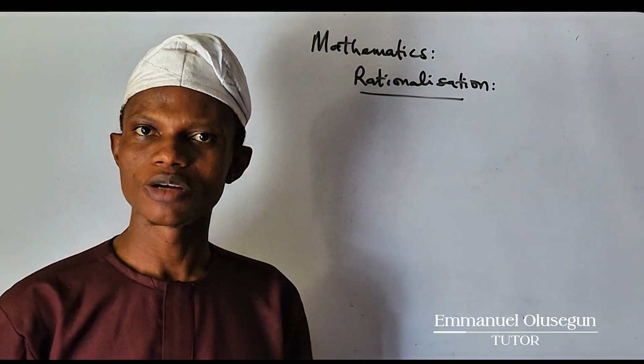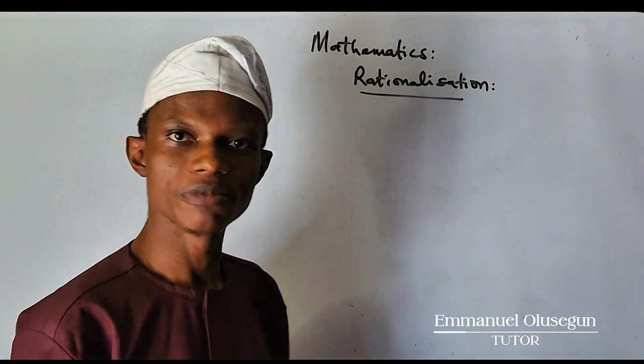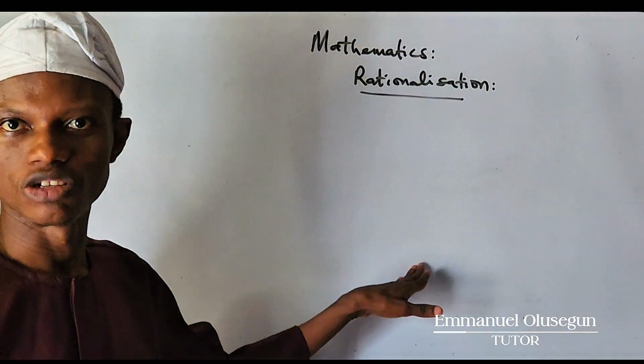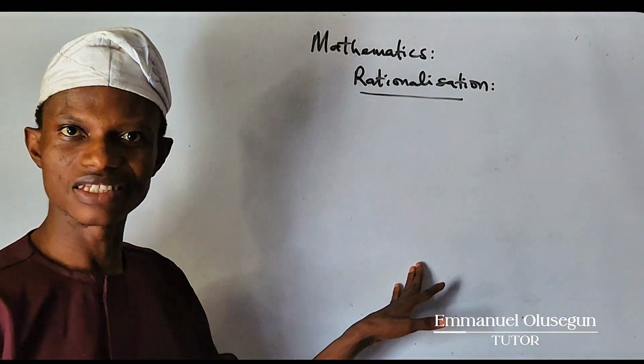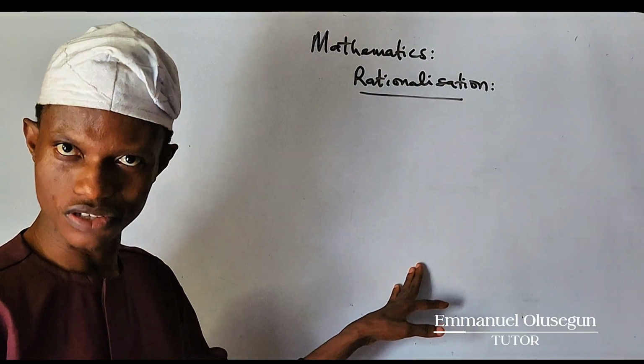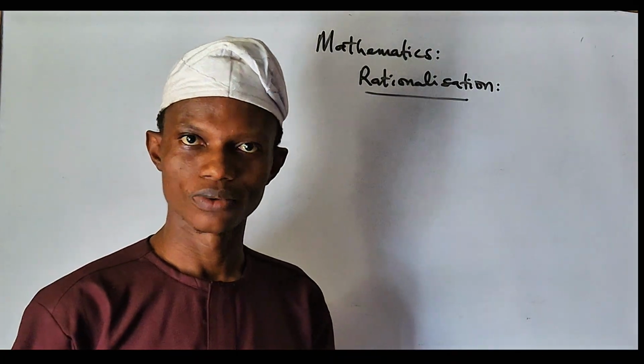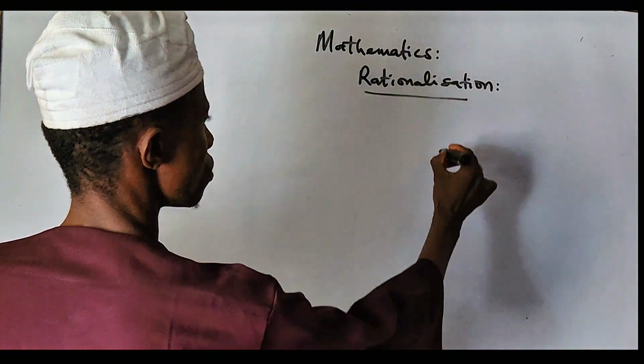But there is a small problem with surds. And that problem is the fact that surds do not exist at the denominator level. As a matter of fact, it is a crime to leave surds at the denominator level. Now, let me show you an example. Look at the square root of 3.